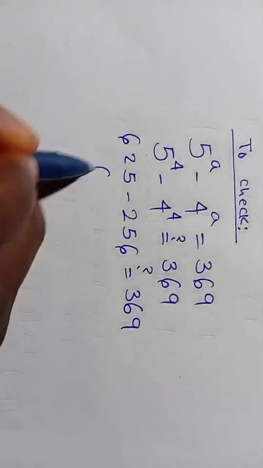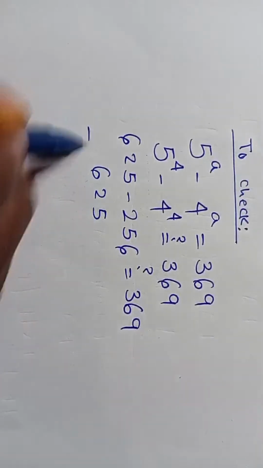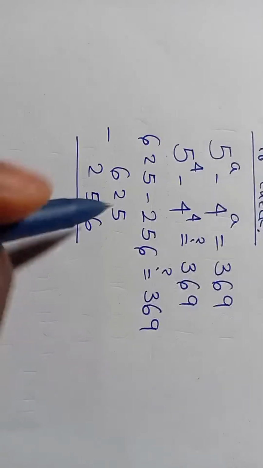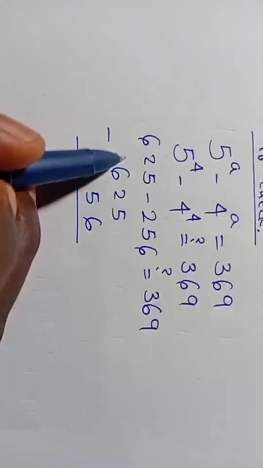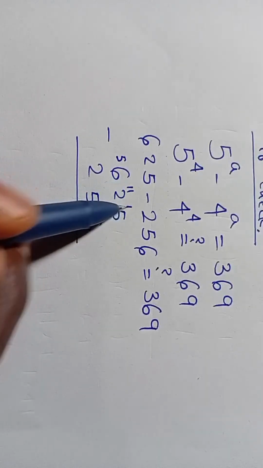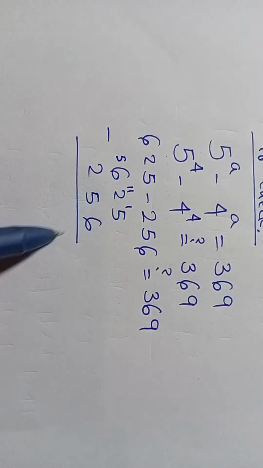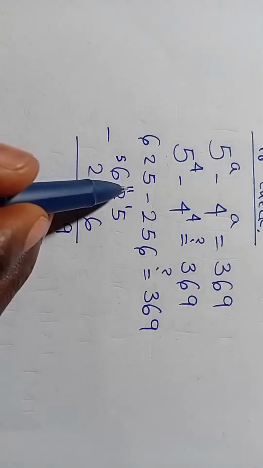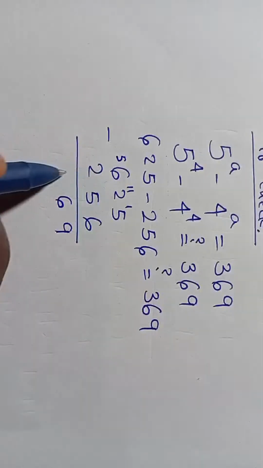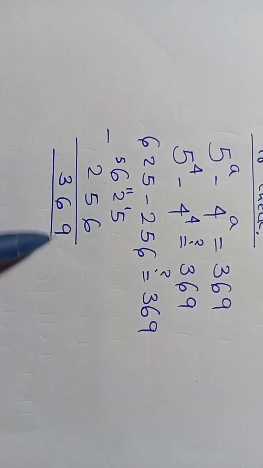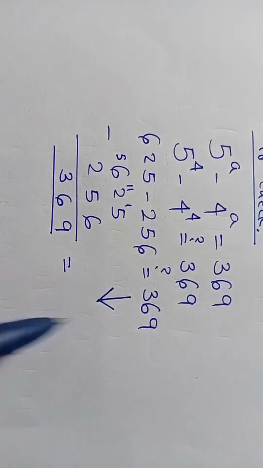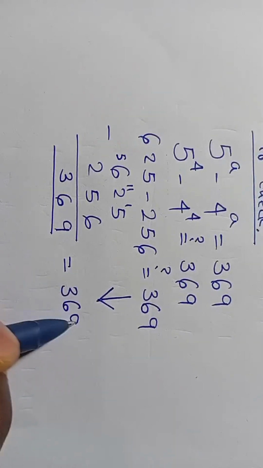Now we have 625 minus 256. Now we take 1 from here, here remains 5. This will be 12, take 1 will be 11, this will be 15. 15 minus 6, this will give us 9. 11 minus 5, this will give us 6. There is 5 minus 2 will give us 3. We have 369, which is equivalent to what we have here as 369.